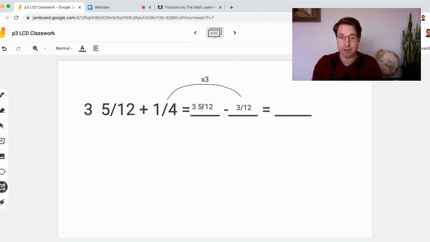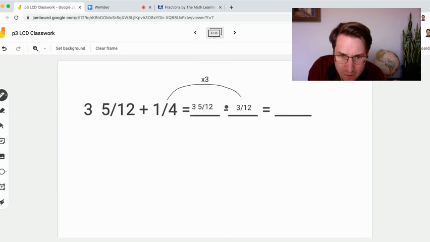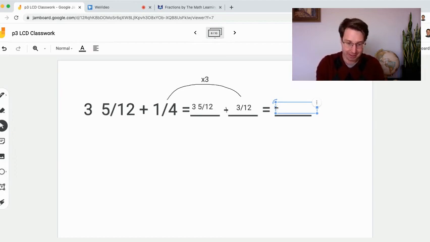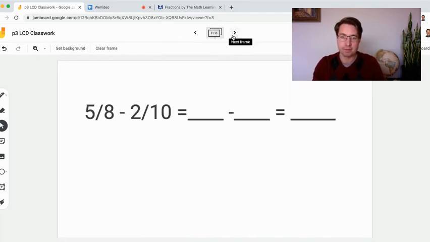And we have 3 and 5/12 minus, oops, not minus. That's a mistake. Let me rewrite that. Look at that. Addition there. 3 and 5/12 plus 3/12. Let's pop that in, and we're going to get 5 plus 3 is 8. So 3 and 8/12. Good.